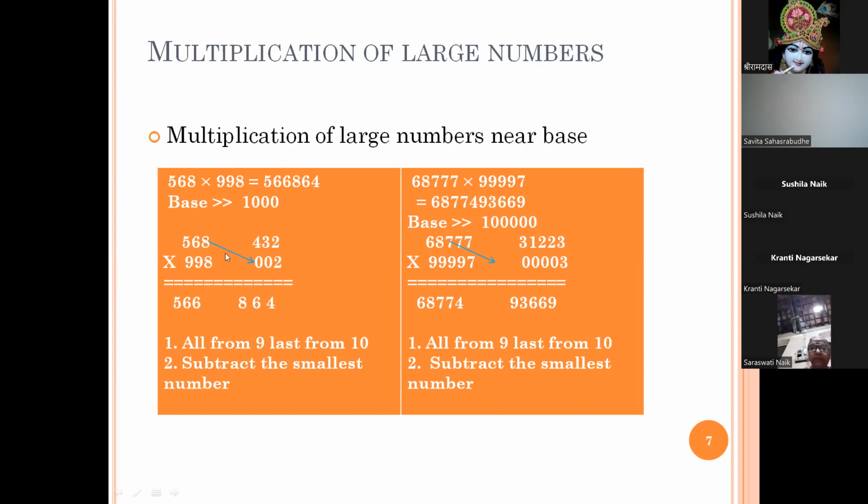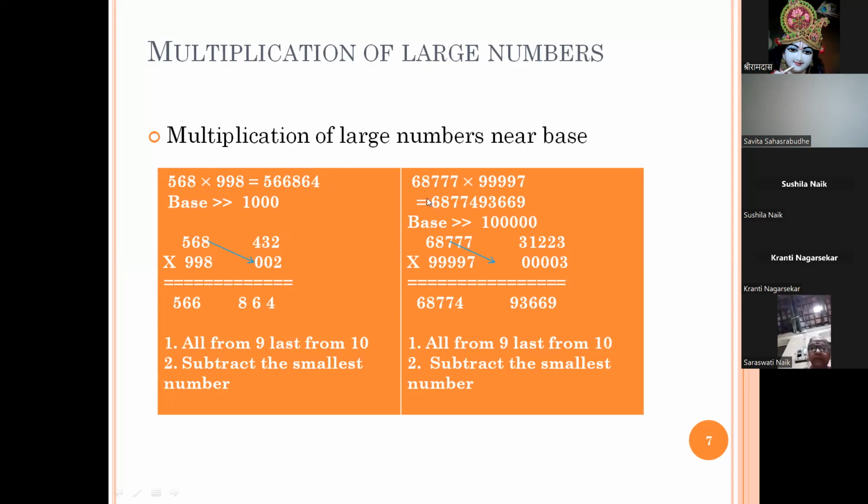You can do it even this way, but it is complicated to subtract 998 minus 432. What is easier? 568 minus 2. So I simply do that. 568 minus 2 is 566. So the ultimate answer is 566,864. Clear? Now think about even bigger numbers.